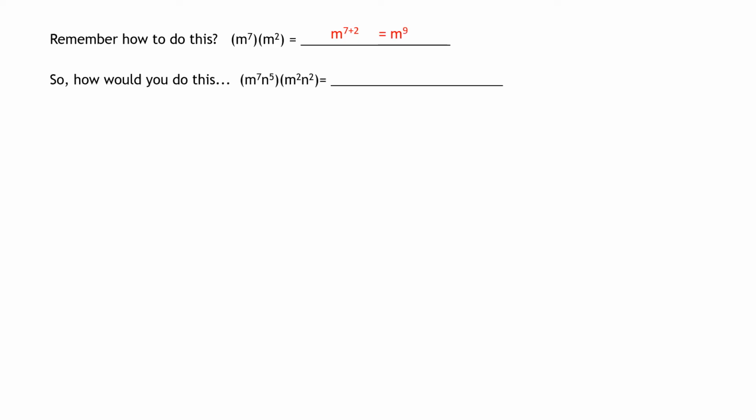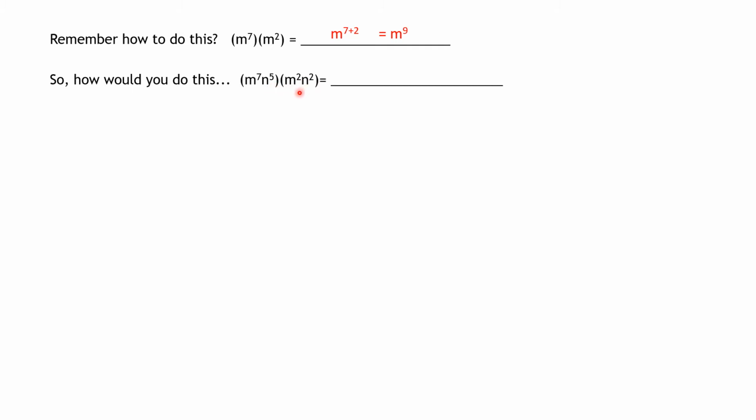Now let's make it a little harder. What will we do in this case? So look at our m's. Just look at the m's first. This is still an m to the power of 7 like that one was, and this one's still an m squared like that one was. So if we ignored the n's and just looked at the m's, they are exactly the same as what we had above. So we're going to get this same answer for our m's, but we also have n's here.